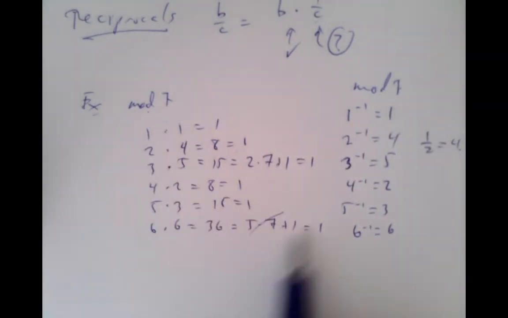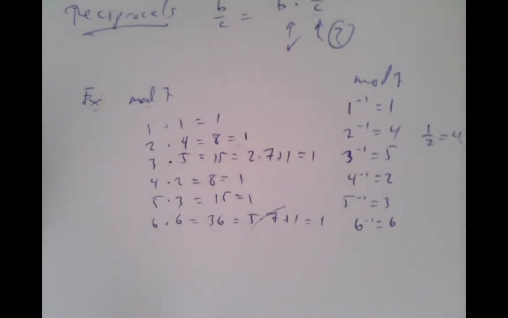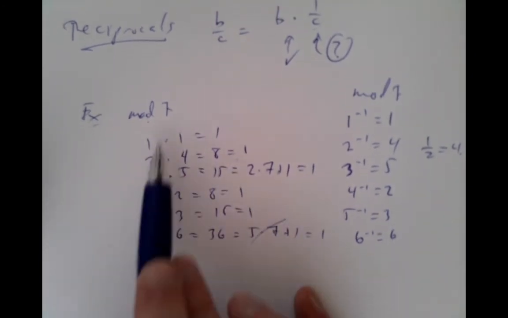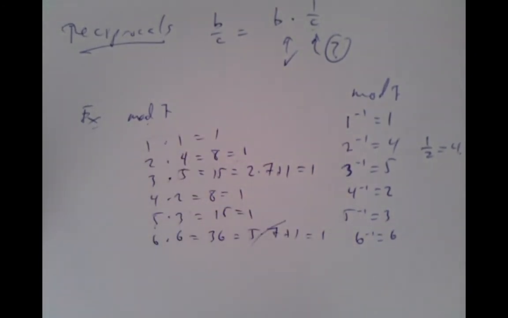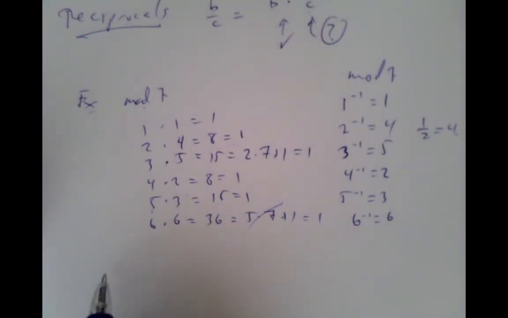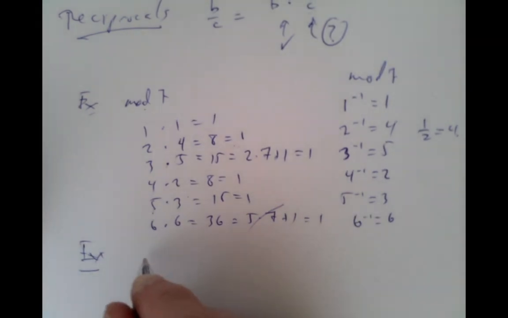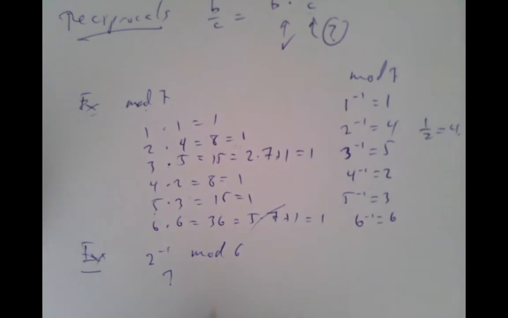But you can see that it all works out. If you look at these calculations here, you can see that these and these are reciprocals of one another. Okay, so the danger, though, is that sometimes we don't have reciprocals. As an example, if you try all the possibilities, you look for a 2 inverse mod 6, and you don't find one. I'll leave you to check. Try all the possible remainders and see if they multiply by 2 to give you 1, and they don't. So it doesn't work.